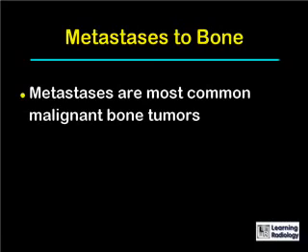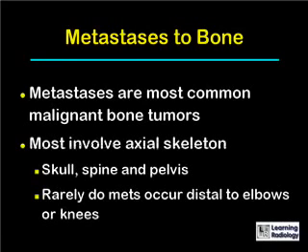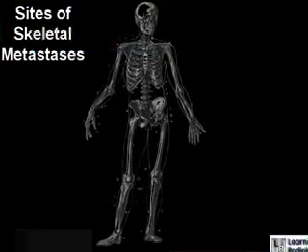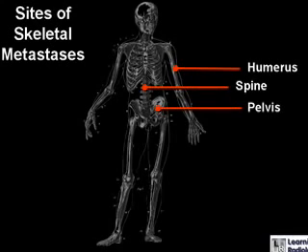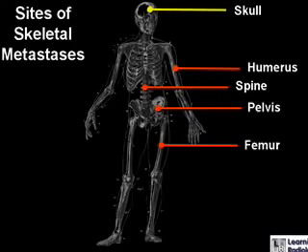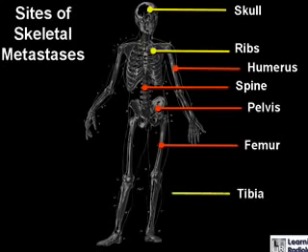Metastases are the most common malignant bone tumors. Most involve the axial and proximal appendicular skeleton, the skull, the spine, and the pelvis. Rarely do metastases occur distal to the elbows or knees. The most common sites of skeletal metastases are the humerus, the spine, the pelvis, and the femur, not necessarily in that order. Slightly less common are the skull, the ribs, and much less common, the tibia.